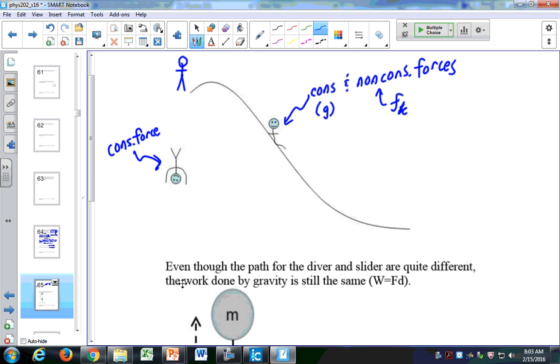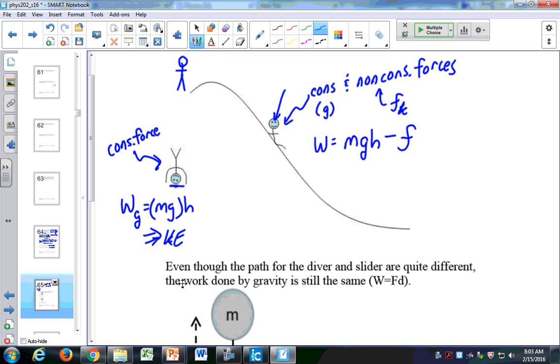All right, as this guy drops down, the amount of work done by the gravitational force, which is his weight, mg, times his height, is all converted into kinetic energy without any loss at all. However, this guy over here, the amount of work that's done on him is equal to that mg times h minus the work that's being done on him by friction.